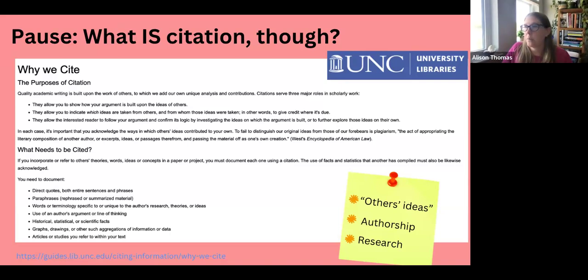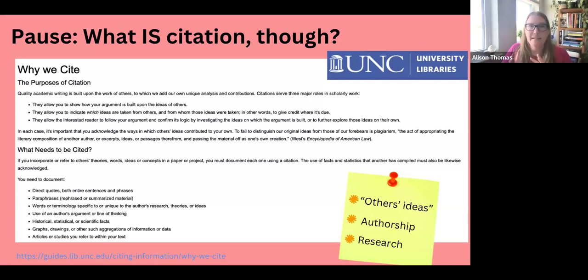And so when we look at this, this is from the University of North Carolina, Chapel Hill, their university libraries page. In general, what they say about citation reflects what we see in a lot of spaces, right? That citations are because we want to build on the work of others. We want to add our own contributions. They allow us to indicate which ideas are taken from others, and to build your argument on other people's research.